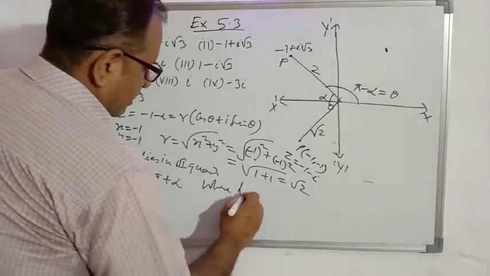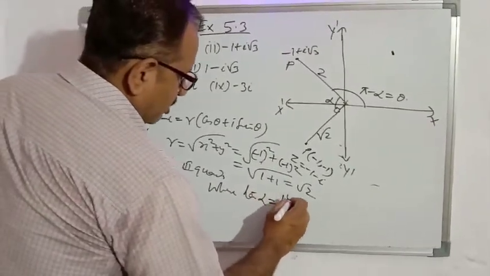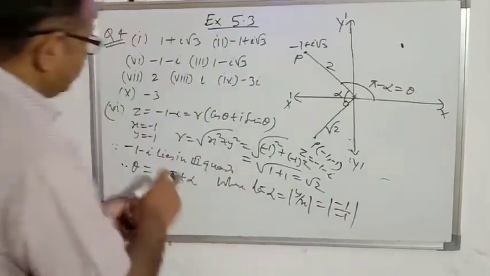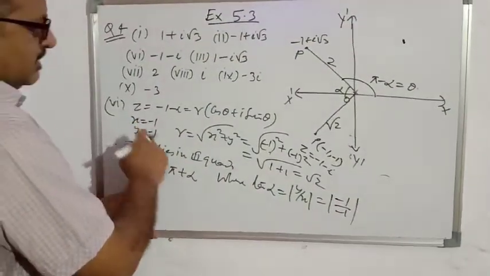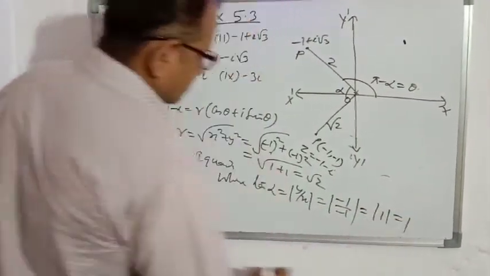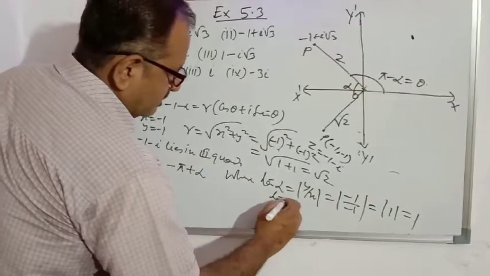How will we find alpha? Tan alpha is equal to mod of y by x. Y is minus 1 and x is also minus 1, so it will be plus 1. Tan alpha is equal to 1.